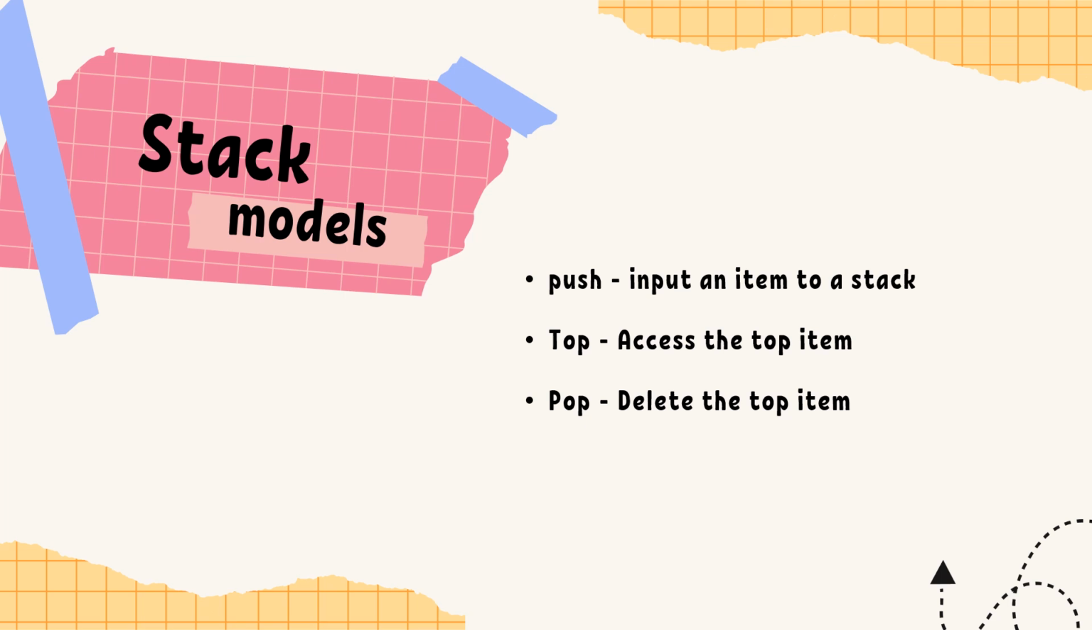Now we are going to talk about stack operations. There are three main operations in a stack: push, top and pop. Push means input an item to a stack. Top means access the top item. Pop means delete the top item. When we push an item to a stack, the last pushed item is the top item.